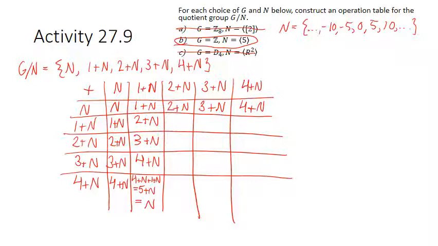So that's interesting. And then we can come through and do these the same way. So it's going to be 4 plus n. The next one would be 5 plus n, but that's just n. And then down here, this would be 6 plus n. But if I do 6 plus anything that's in n, what I'm going to find is this is the same coset as 1 plus n.